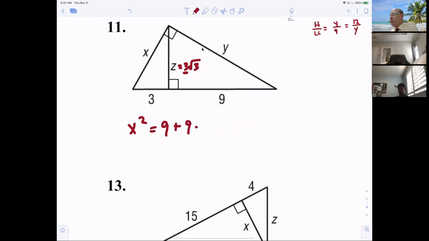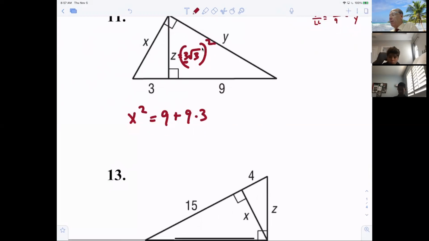Now this is where you're trying to get a little smarter. All right, it's been a while, right? Everybody okay with squaring 3 radical 3? If I square this quantity, you're squaring the 3, which becomes a 9, and then the square of square root of 3 is just 3, right? So now I have, what?